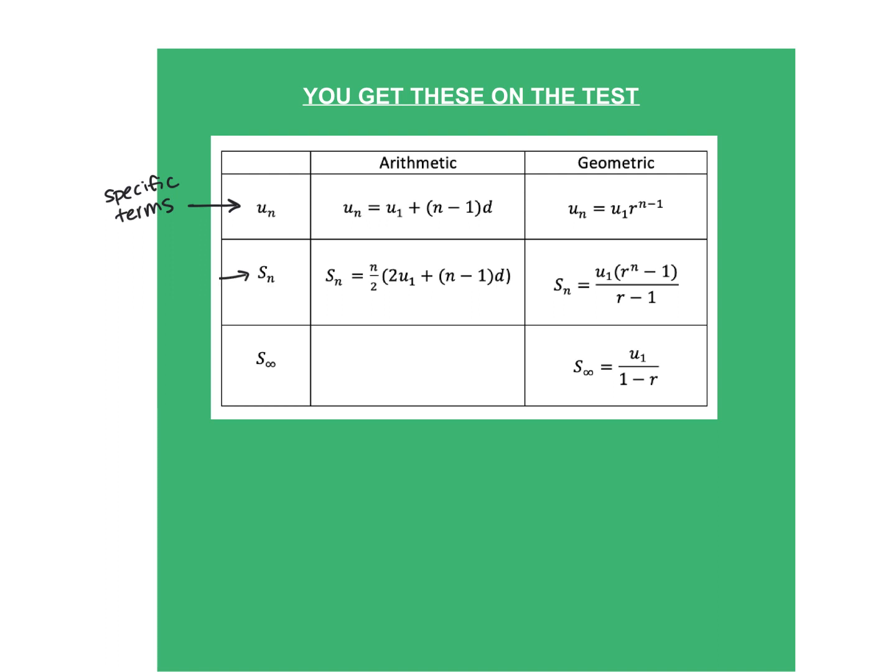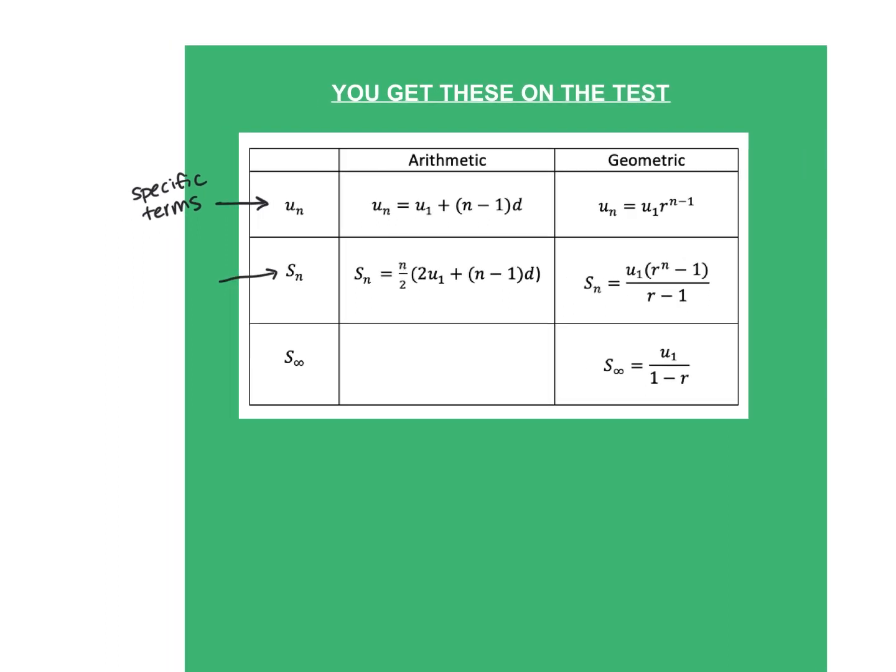So the next row, S sub n, there's one for both arithmetic and geometric. These are to find the sum of n terms. So maybe you want to find the sum of 50 terms or 32 terms. Again, different for arithmetic and geometric, so we've got to make sure that we analyze our series to know what type of patterns we have.